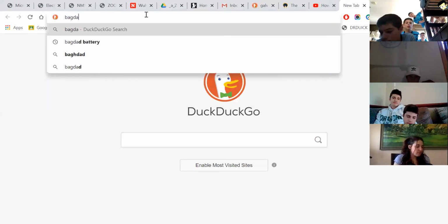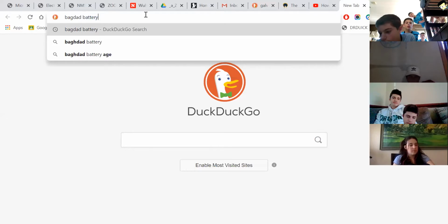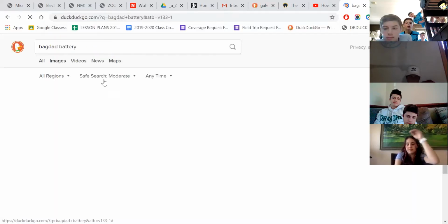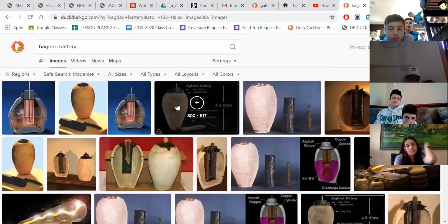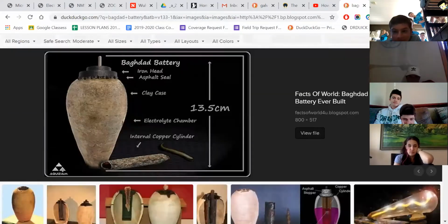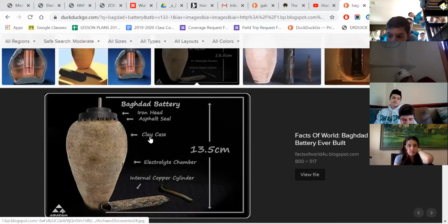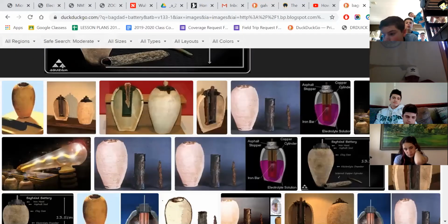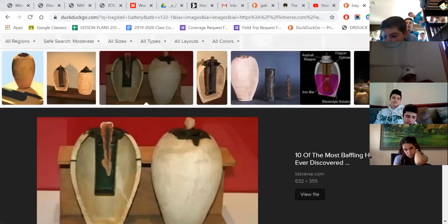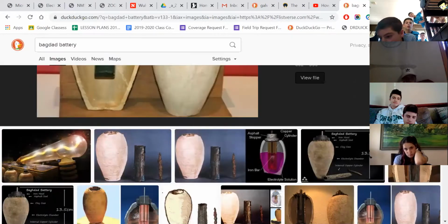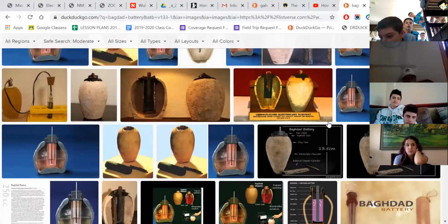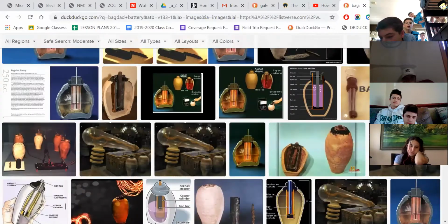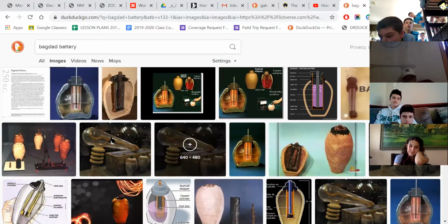So Baghdad battery. Let's take a look at one from an image point of view, and basically it's just fascinating that these things were created. This is 13 and a half centimeters tall, electrolytic chamber, clay, iron head, asphalt seal. Interesting. Seems pretty elaborate. Internal copper cylinder. So obviously, if we look at cross section of the thing, it almost looks like a AA battery in the sense of how this thing is kind of set up. It's just like aliens brought that to us. I never know. It's just such a weird phenomenon.